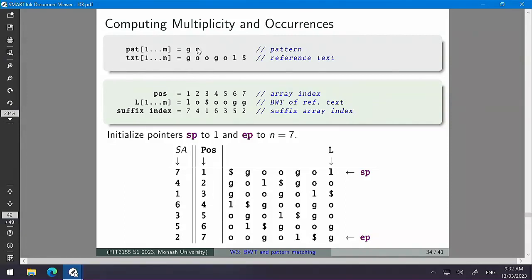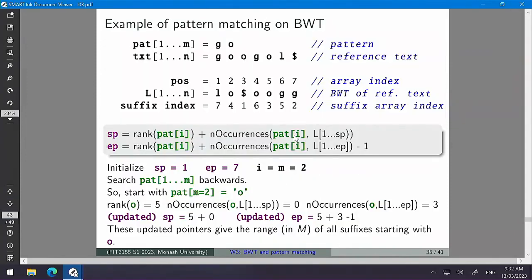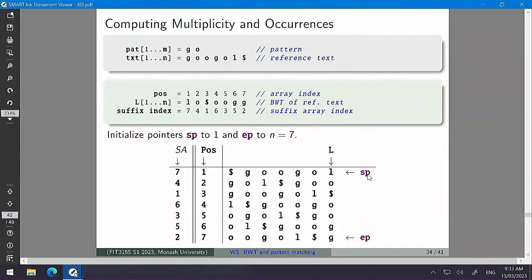How many times have I seen O from 1 to wherever the start point is, exclusive? If the start point is here, how many times have I seen an O from 1 to before that previous start point? None. So 5 plus 0 would be my new updated start point. Now look at where that points to. It points to the start of it, the first occurrence of O, basically.